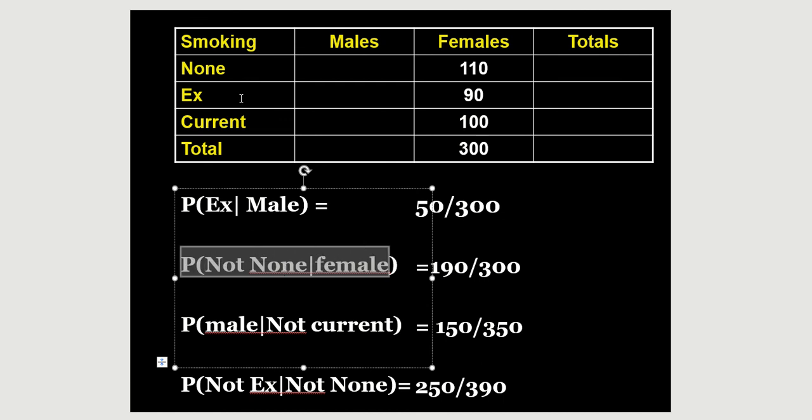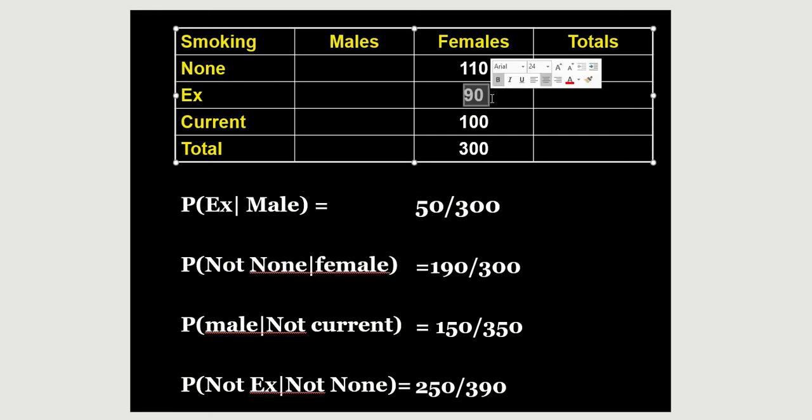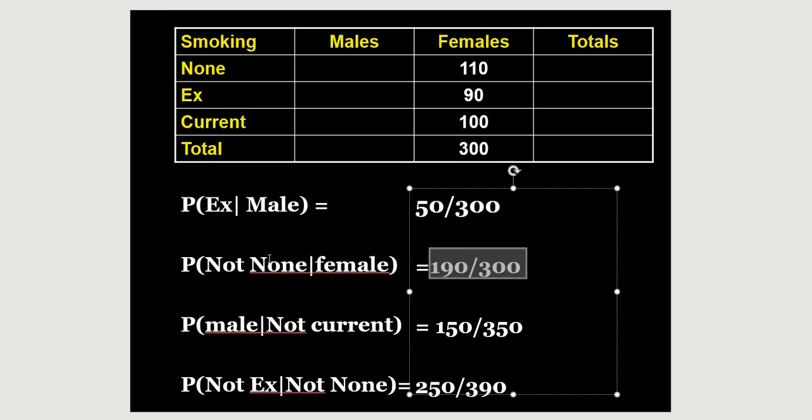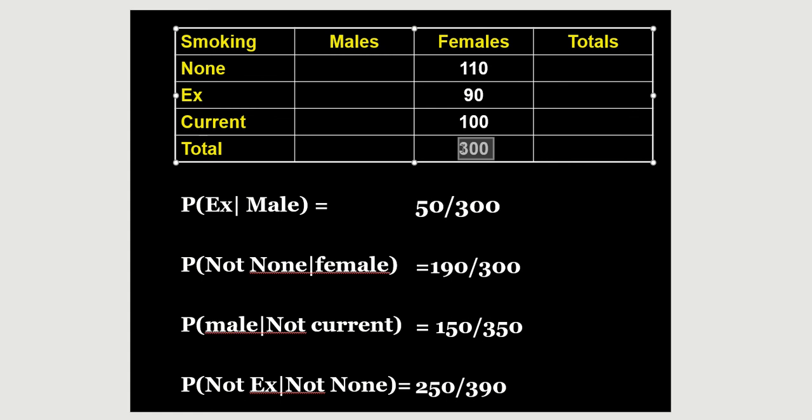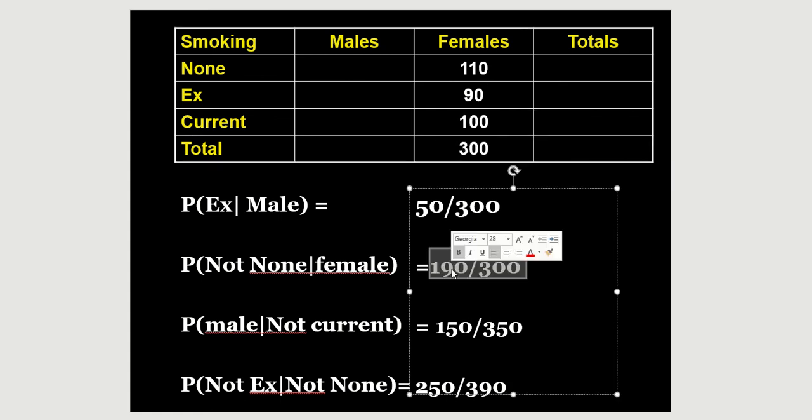So who are those that are not non-smokers? These are the ex-smokers or the current smokers, and therefore you're going to take both. So the success now is 190 divided by 300. Now you could have done the none and did the 1 minus the none, you would get the same answer. It means you could do the 110 over 300, but that is not your answer. 1 minus that will give you the 190 over 300.